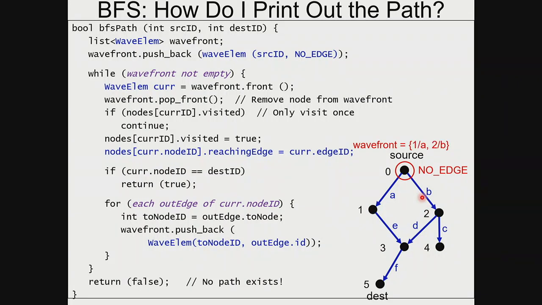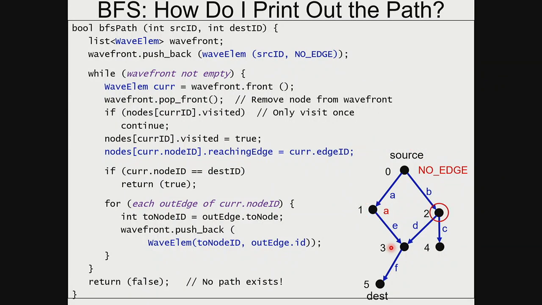But on top of node 1 and 2, we are also storing the edge IDs. Here I'm calling them A and B, right? Okay, so we visit the next node, which is 1 again. We know from node 1 that we reach node 1 from A. We store that in the node's reaching edge, okay? And then we push 3E to the wavefront.